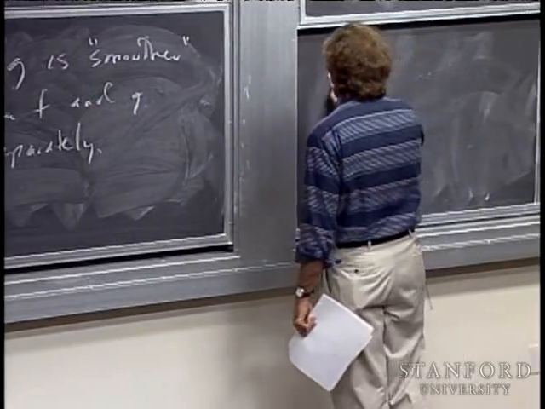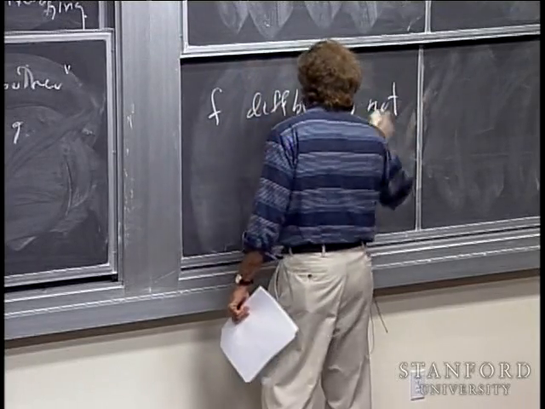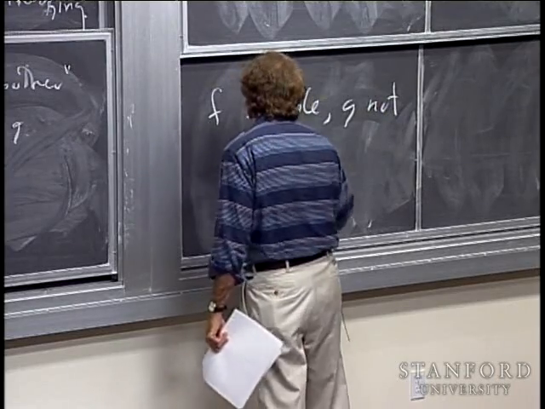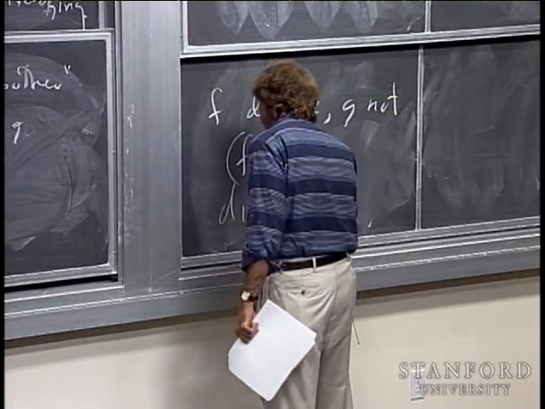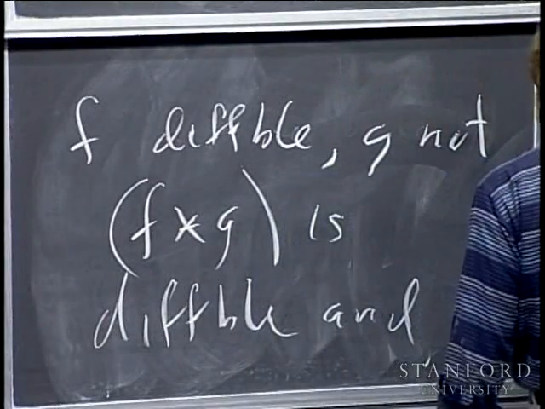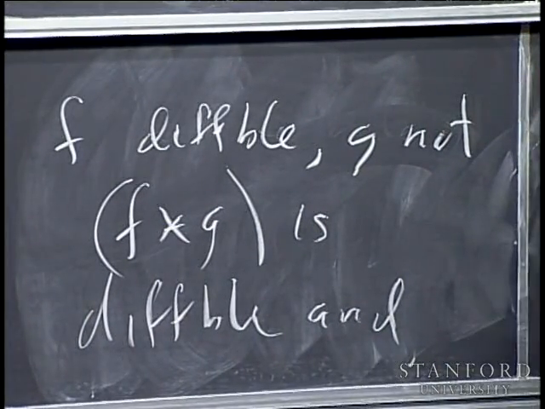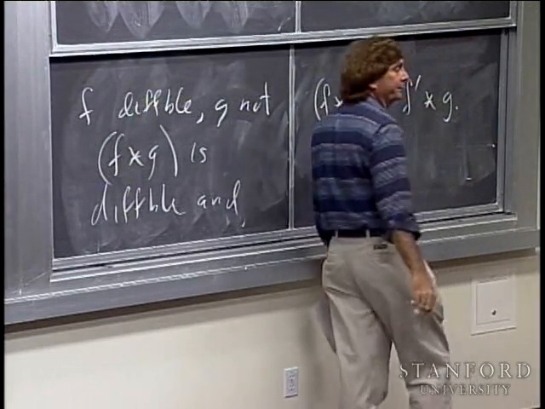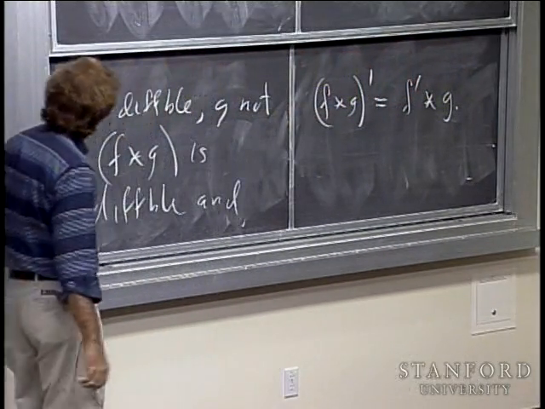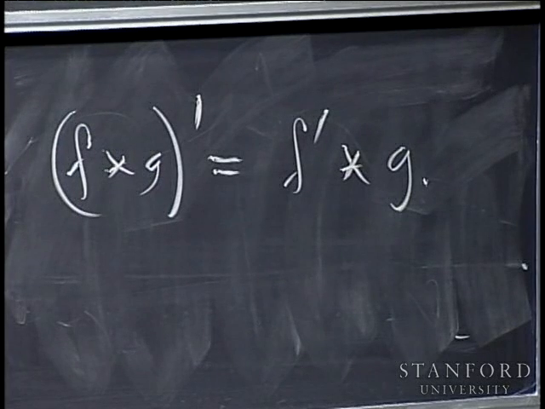Another is if, say, f is a differentiable function, but g is not, then the convolution is differentiable. And you can say what its derivative is. The derivative of the convolution is: I put the derivative on f and take the convolution. It's f prime convolved with g. And the same thing for higher derivatives. All sorts of really interesting, wonderful formulas and properties like this hold.